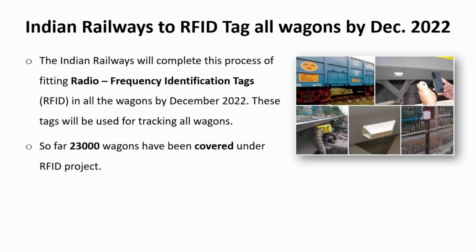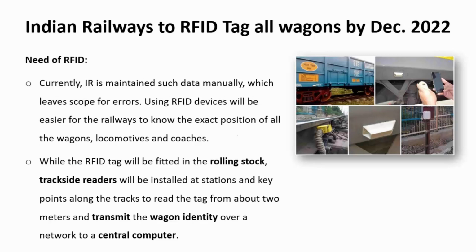Apart from that, this is already in process. This project has been in process for the last 2 years, and so far 23,000 wagons have already been covered under this RFID project. The rest of the wagons have to be covered, and all the wagons have to be covered by December 2022. That is the latest deadline which has been set by Indian Railways. Right now, what was the need of RFID?